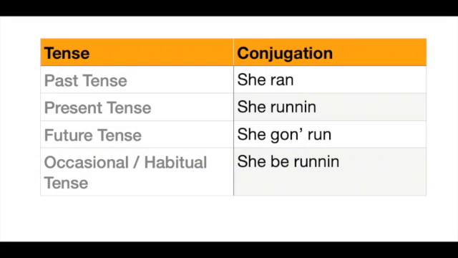So within this chart, I'll break down the tense and conjugation for the verb run. Past tense, she ran. Present tense, she running. Future tense, she gon' run. And there's the occasional or habitual tense, which signifies it may occur. And for that, it would be, she be running.